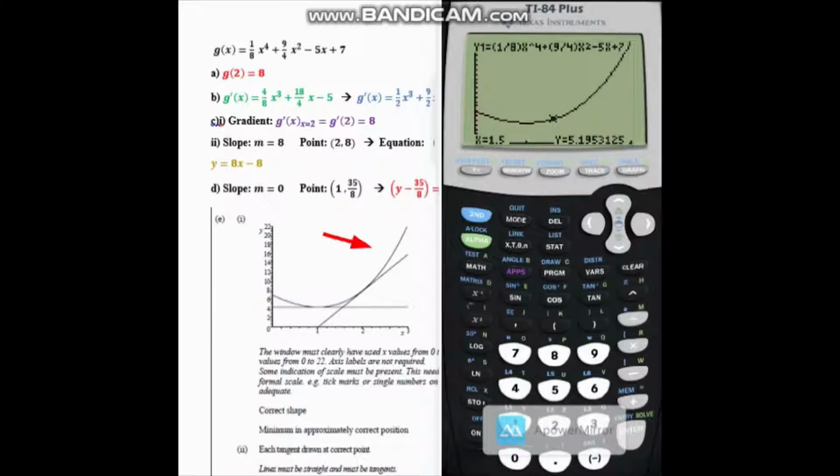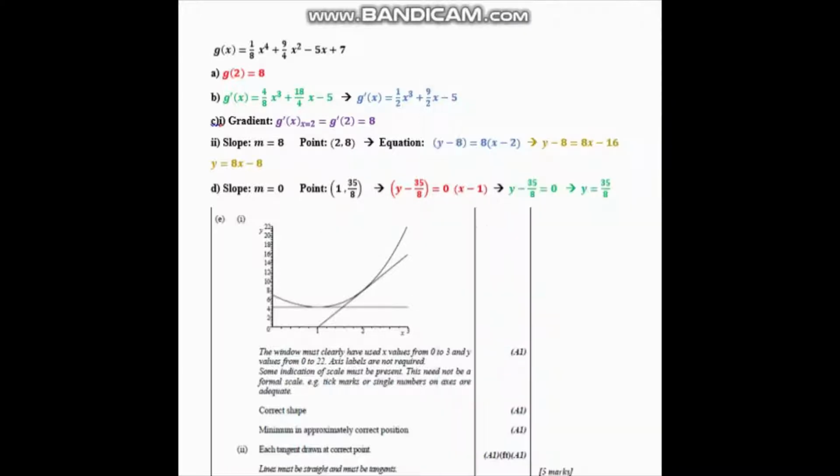So let's take a look at what the final drawing should look like. There is the curve as per the marking scheme, and thankfully it looks a lot like the one on the GDC. And we have added the two tangents at the point where x equals 2 and at the point where x equals 1. So I just need to draw a tangent to the curve at the point where x equals 2 and at the point where x equals 1.